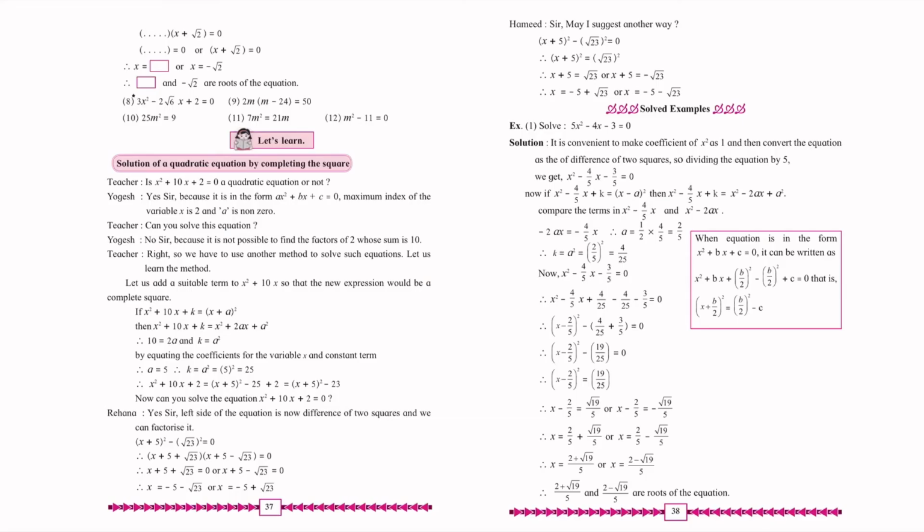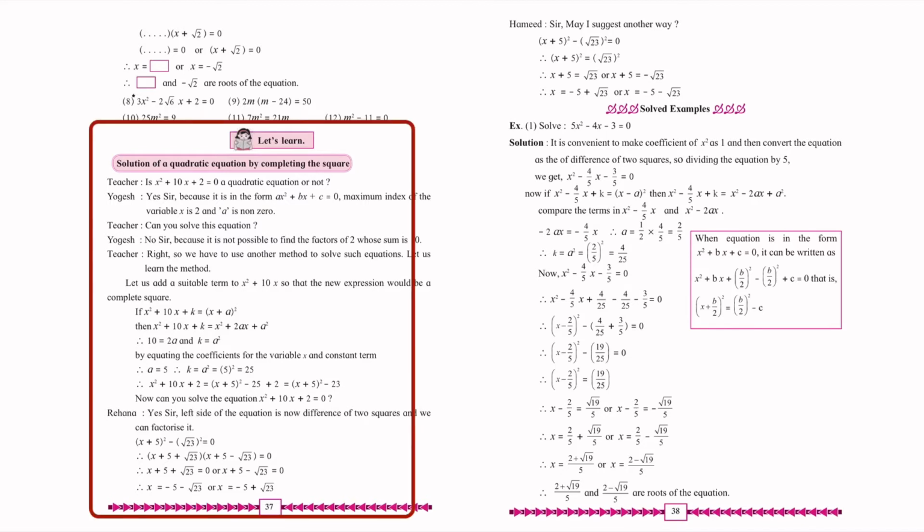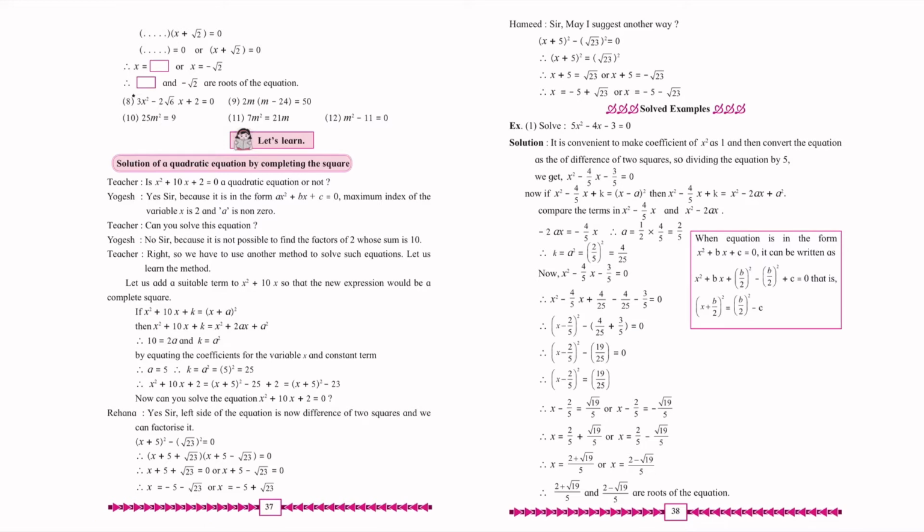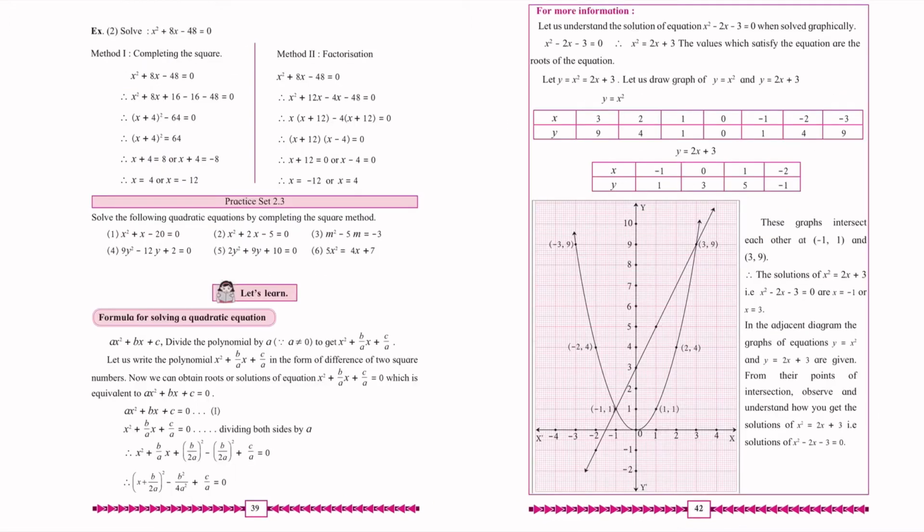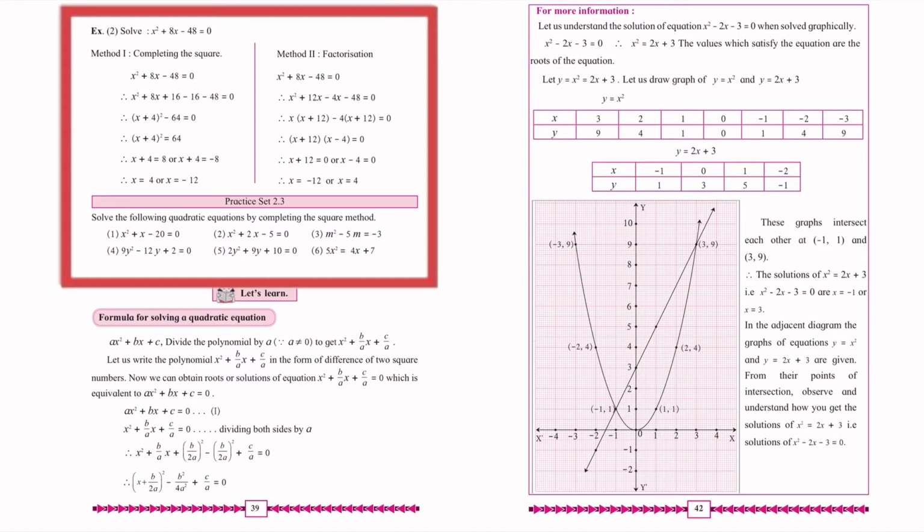From quadratic equation, 37 page, on 37 page you can see solution of a quadratic equation by completing the square method. So completing square method is completely reduced from your syllabus, therefore let's learn this part is reduced, page number 37. Then page number 38, completely reduced because there is no completing square method, therefore the examples are also not there. Next, on page number 39, we have 20 solve with the help of completing square, that is reduced, and practice set 2.3 is also reduced because completing square method.